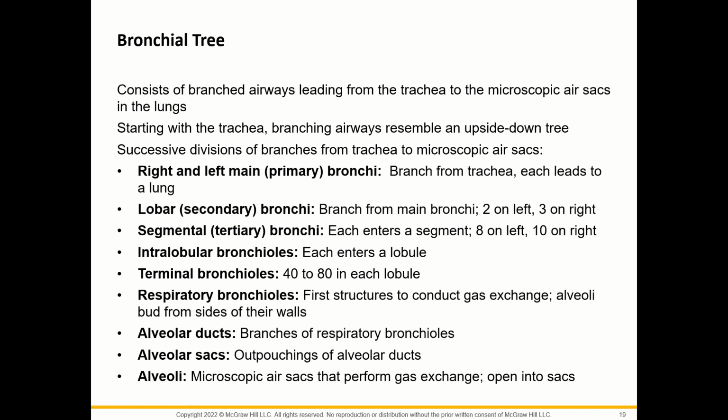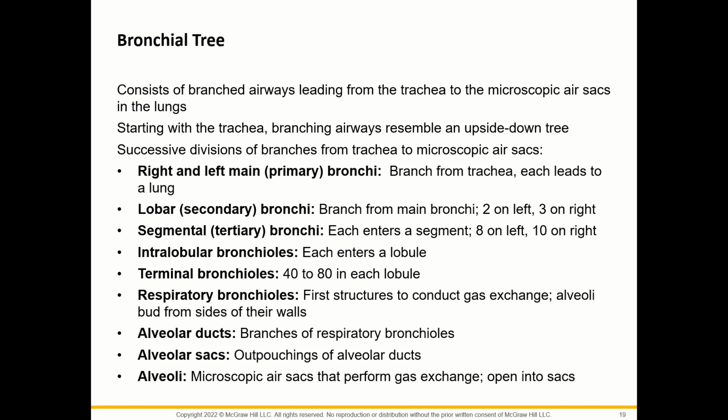And those successive divisions of branches from trachea to the microscopic air sacs include the right and left main bronchi, the lobar or secondary bronchi, the segmental or tertiary bronchi, the interlobular bronchioles, the terminal bronchioles, the respiratory bronchioles, the alveolar ducts, the alveolar sacs, and the alveoli.